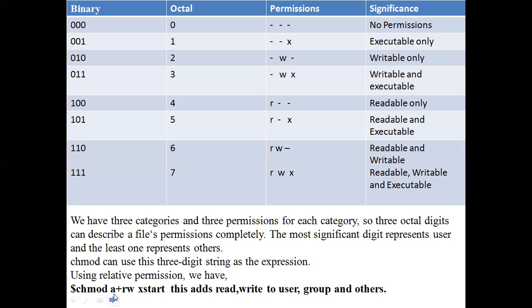Here, a indicates all 3 categories: user, group, others. For all 3 users I am giving read and write permission for this particular file, exstart. This adds read write to user, group and others.